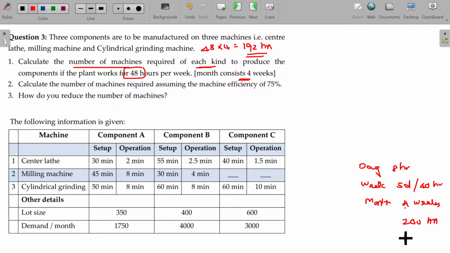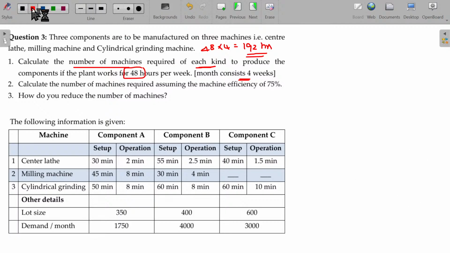Sometimes it may be taken as 180 hours, meaning 4.5 weeks per month into 40. Whatever assumption you make, you can give a small hint. It should be a logical assumption. In this illustration, it is clearly stated a month consists of 192 hours. Now come on, number of center lathe requirement. Let's start with center lathe here.